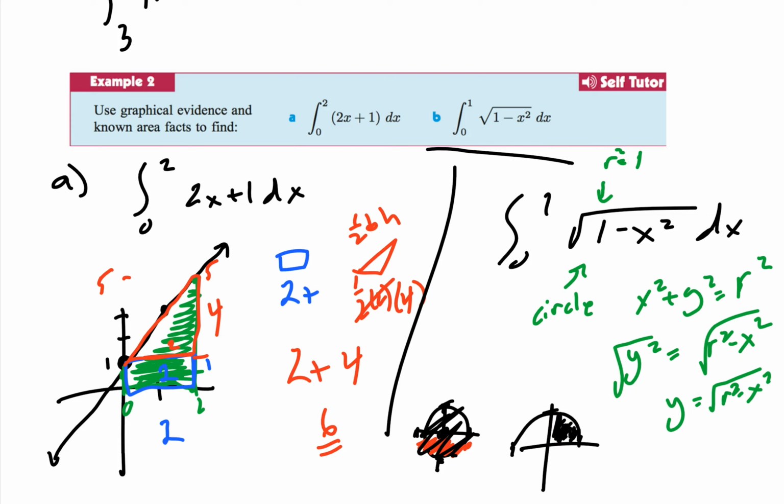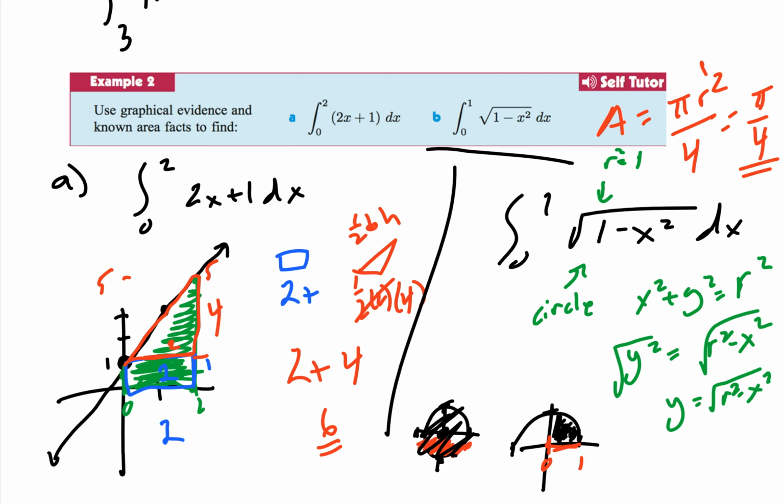Then how do I find the area? Well, we know how to find the area of a circle: pi r squared. If you look at it, I only have a fourth of a circle there. So it's that, and my radius is 1. Right, 0 to 1, that's my radius. So plug in 1. I'm going to get 1 squared times pi over 4, so pi over 4.